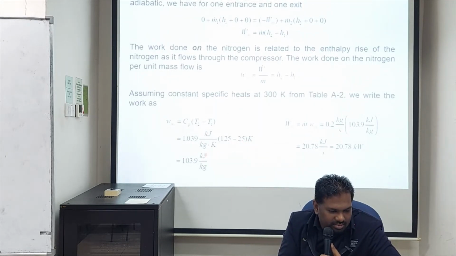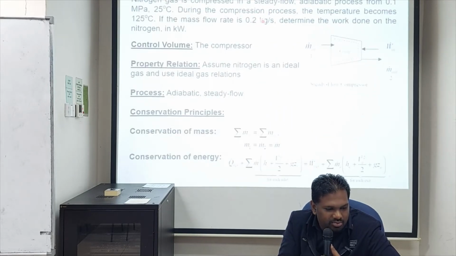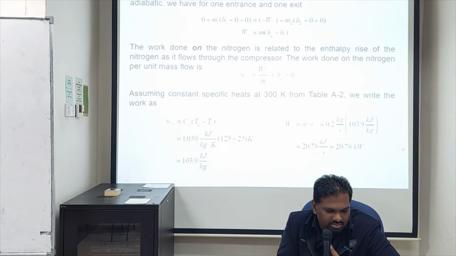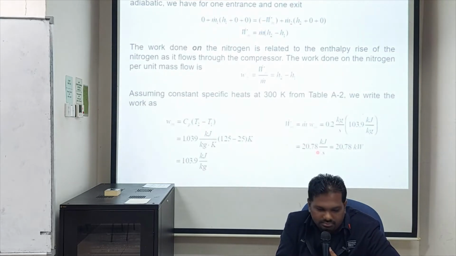Okay, so you solve, you dapat 103.9, then you convert back to kW. Okay, so dekat sini dalam soalan diberi 0.2 mass flow rate. So mass flow rate adalah m dot. Okay, so you kali balik, so you dapat the work done in adalah 20.78.